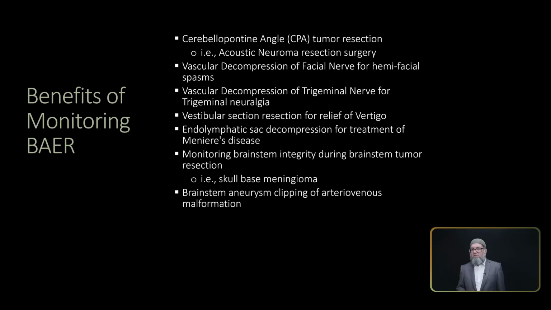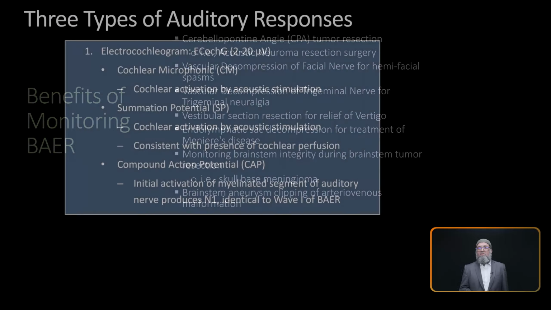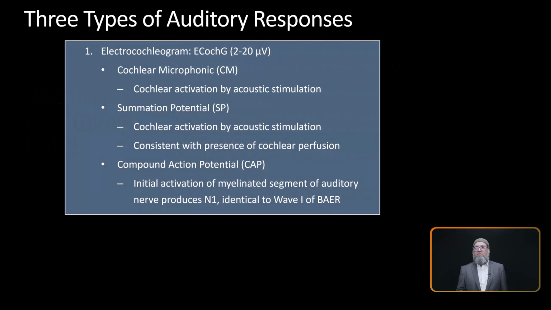Endolymphatic sac decompression: patients who have Meniere's disease sometimes undergo decompression of the endolymphatic sac. So auditory nerve stimulation or facial nerve monitoring is important for that. Brainstem meningioma or brainstem aneurysm clipping or coiling. So any surgical procedure around the brainstem or the cochlea needs to be monitored by auditory evoked potentials. So that was the anatomy and generators.